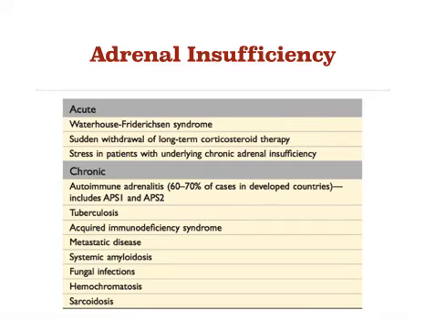So for acute, commonly this is encountered in the following scenarios: in Waterhouse-Friderichsen syndrome, in those who had sudden withdrawal of long-term corticosteroid therapy, and in patients who have acute stress with an underlying chronic adrenal insufficiency. Now for chronic, the common clinical settings where we see adrenal insufficiency would be in autoimmune adrenalitis, which accounts for 60 to 70 percent of cases and is by far the most common cause of primary adrenal insufficiency in developed countries.